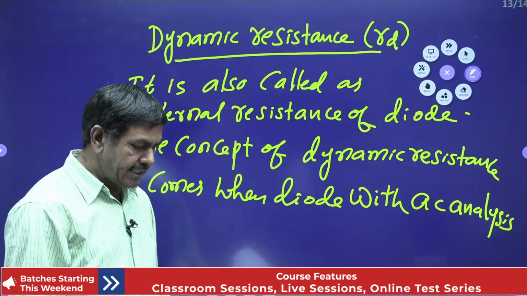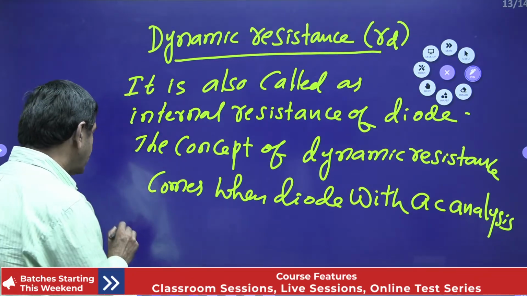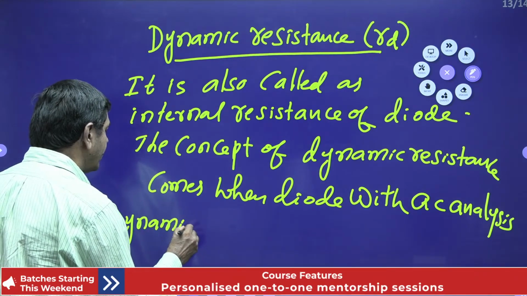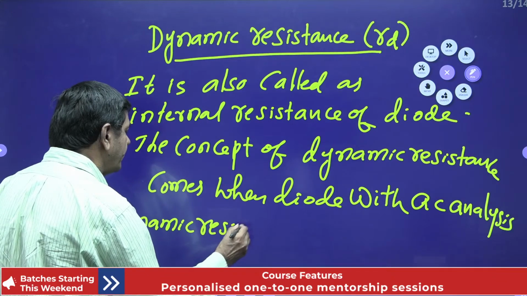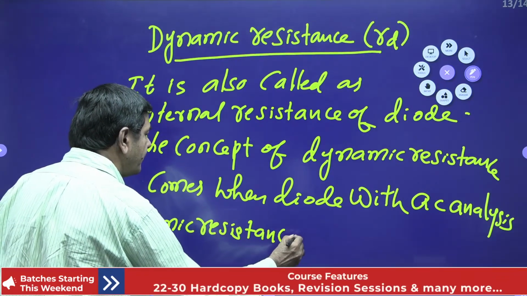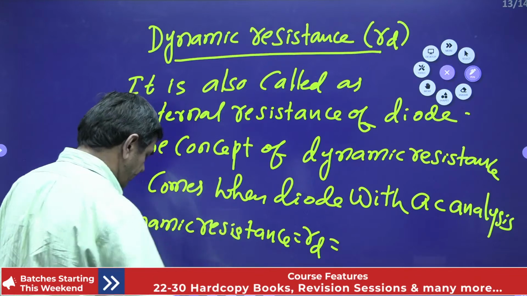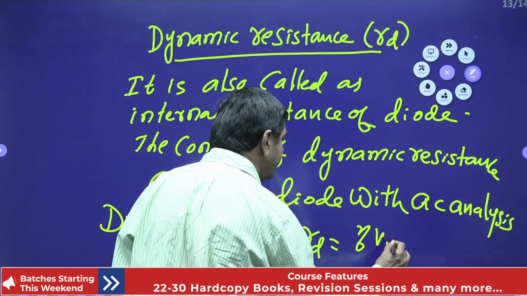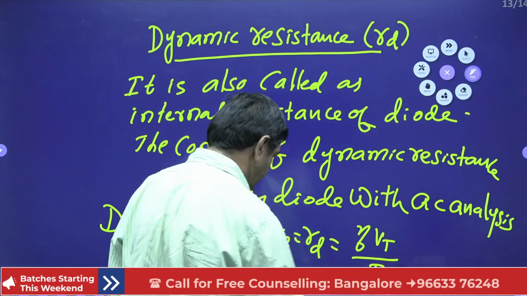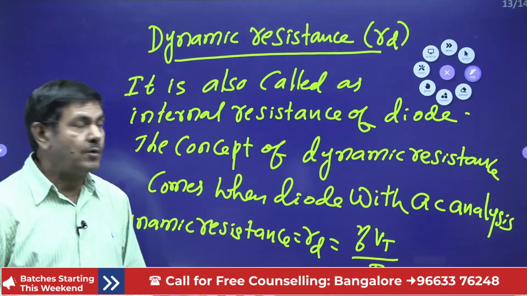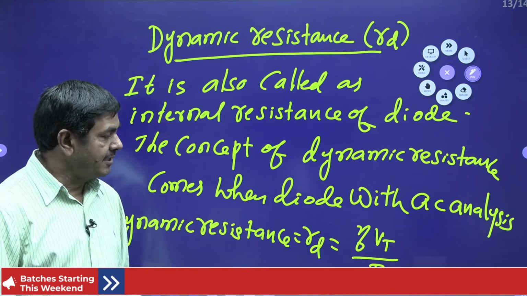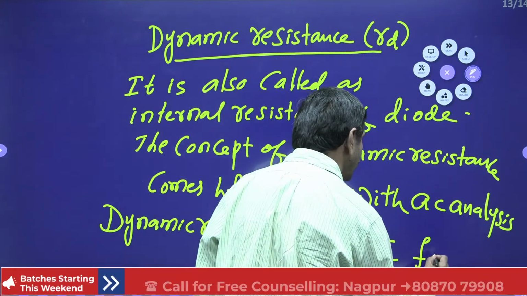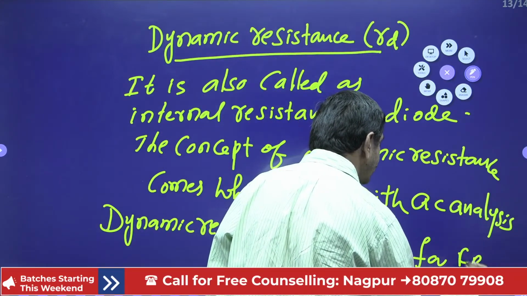But how is that AC resistance of the diode calculated? We can write that dynamic resistance is calculated by a formula. Dynamic resistance RD is calculated by eta into Vt by I. They will use it directly when the diode is forward biased. For forward biasing, this formula they will apply.